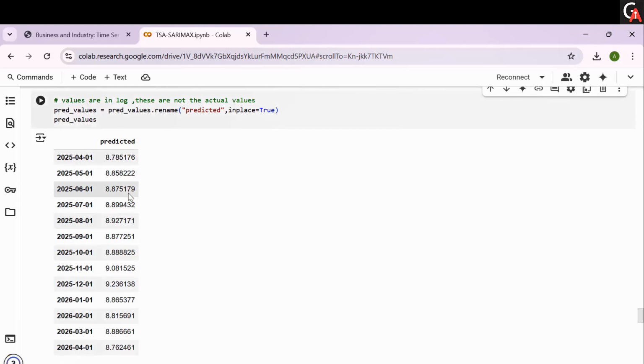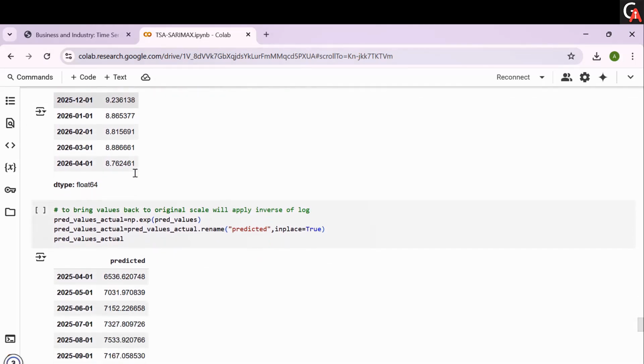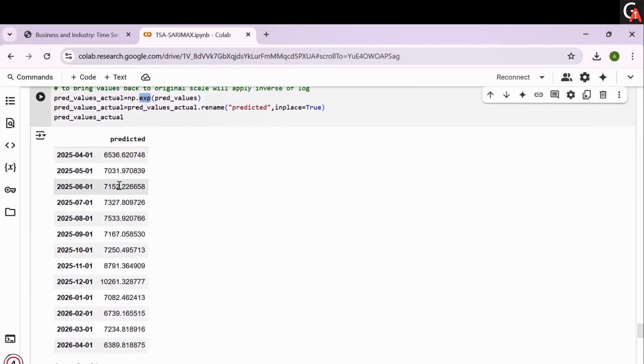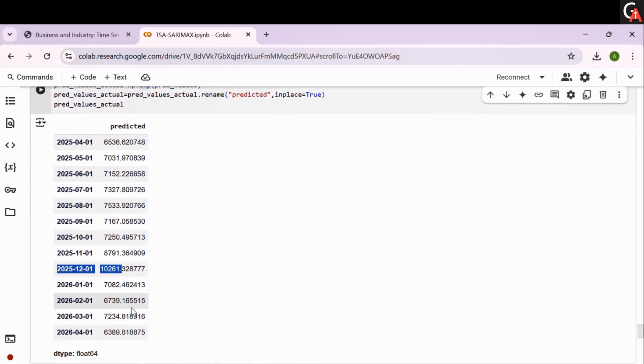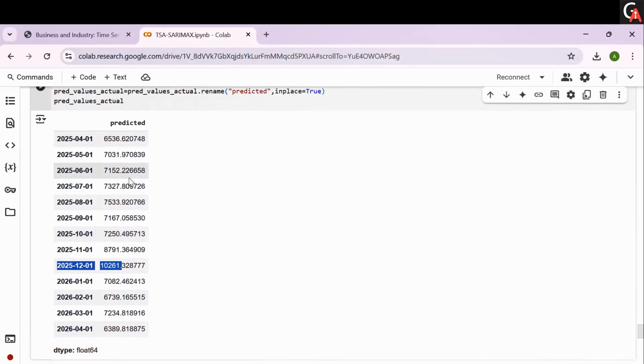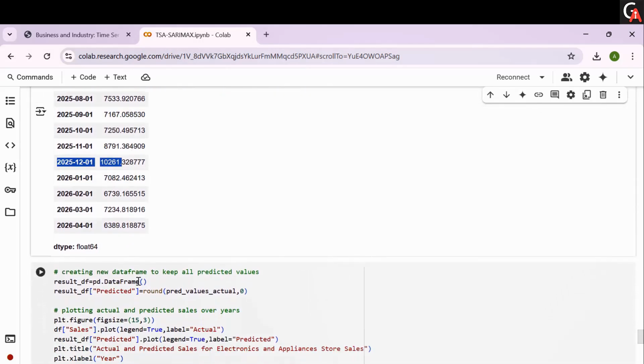And hence, to go back to our original scale, we have to use the anti-log. So you have to use the exp function from the NumPy library. You will be able to see the predicted sales now, and these are the actual values of the sales. Can you notice that in the December month we have the highest sales as compared to the other months? That was the pattern, and our SARIMAX model has identified that pattern on its own. So this means these values are correct. Our model has predicted correctly.